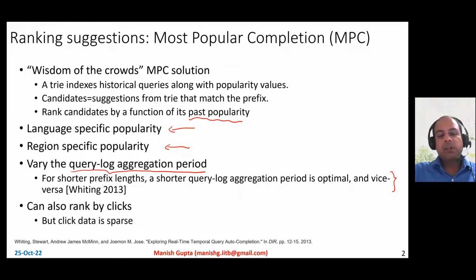Lastly, while ranking, not just impressions, but clicks could also be very useful. Clicks are a much more confident signal compared to impressions. However, clicks are sparse, and therefore using clicks might be a good idea for shorter prefixes, but may not be that great for longer prefixes.